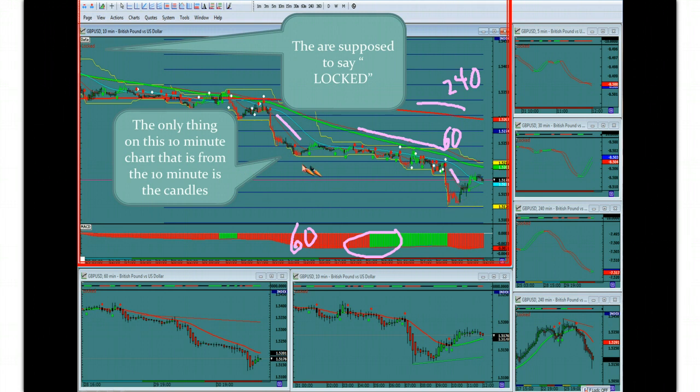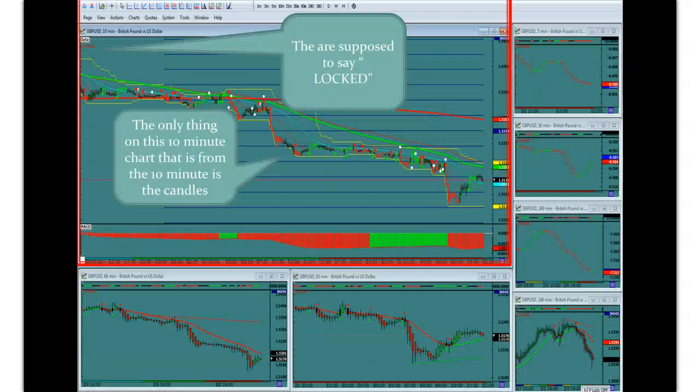Why? Because we have to trade the bigger charts, but we can't trade the bigger charts with the stops on the bigger charts. So what do we do? We force you to trade the bigger charts, but we allow you to trade on the 10-minute so you can put a smaller stop.